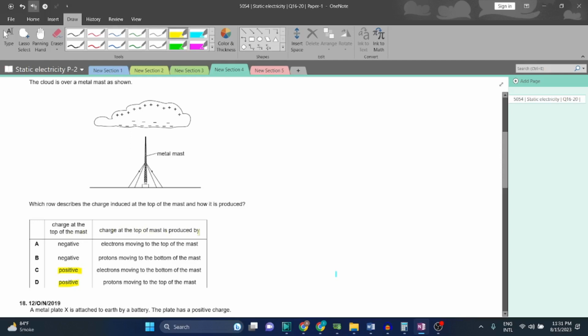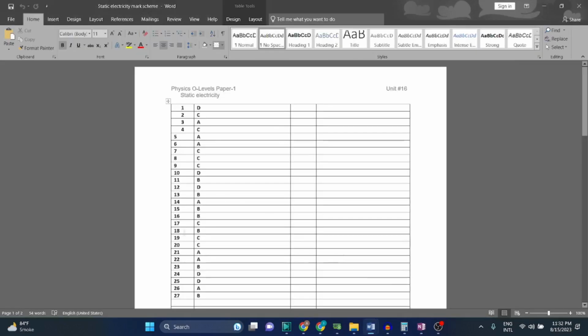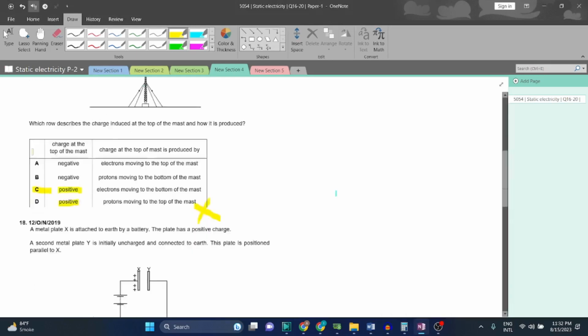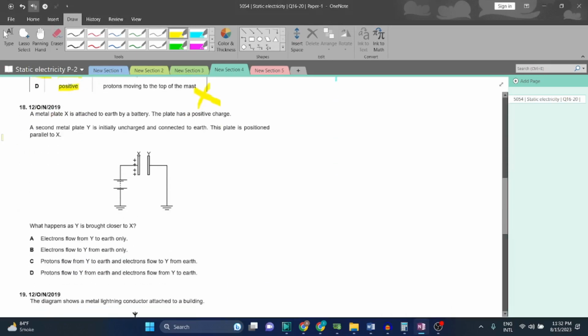Charge at the top of the mast is produced by, acha, protons moving to the top of the mast. Protons do not move. Electrons moving to the top of the mast. That is the right answer. Let's check. 17C. Yes, we are right.